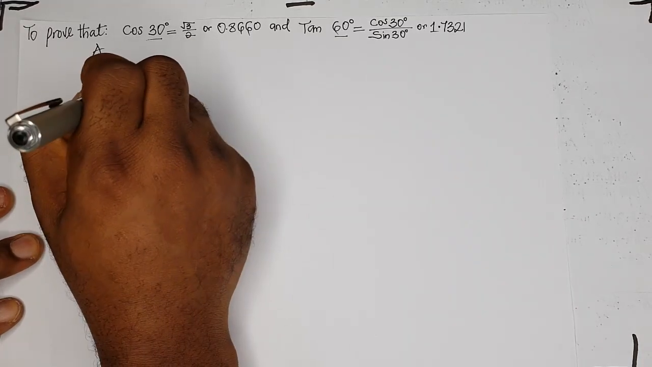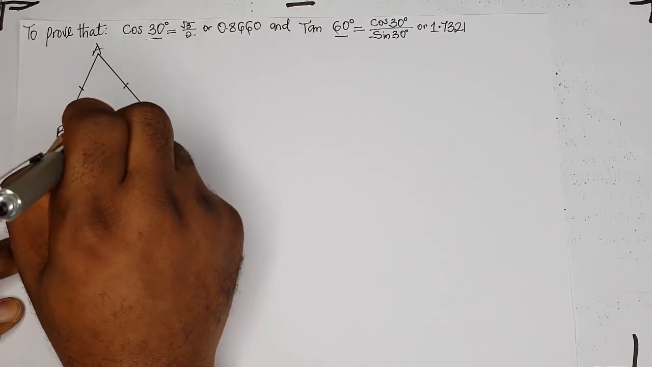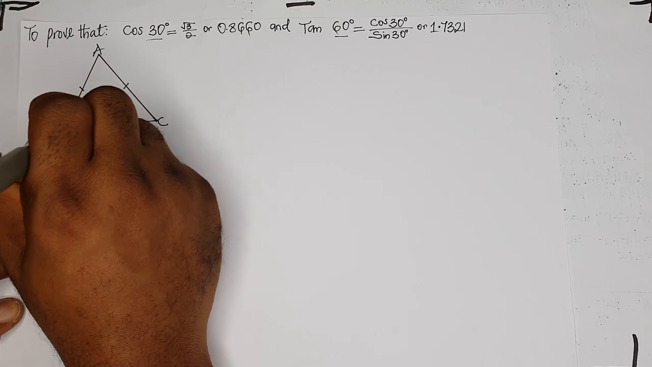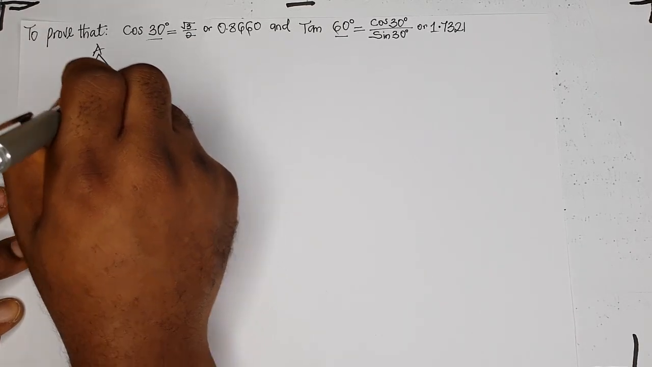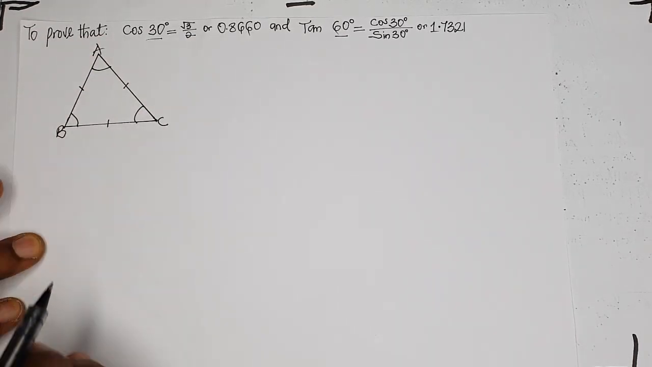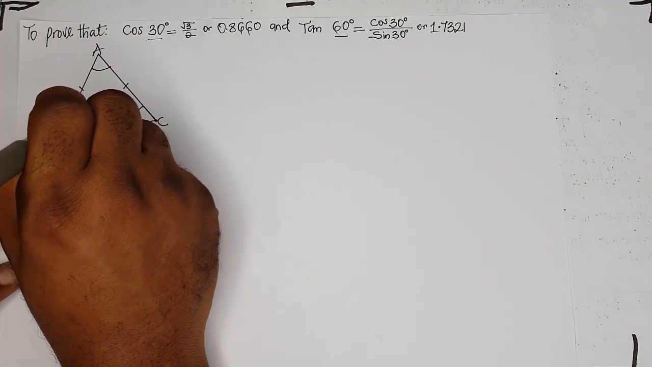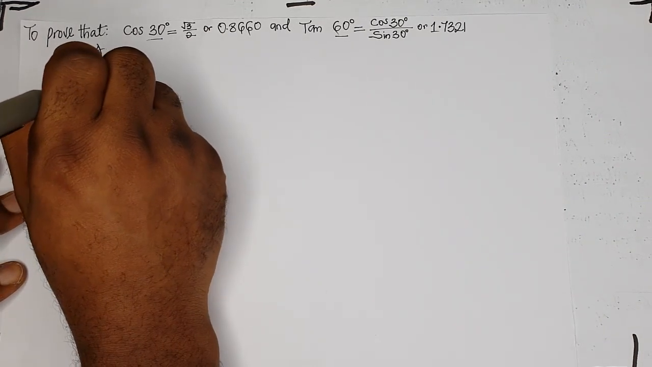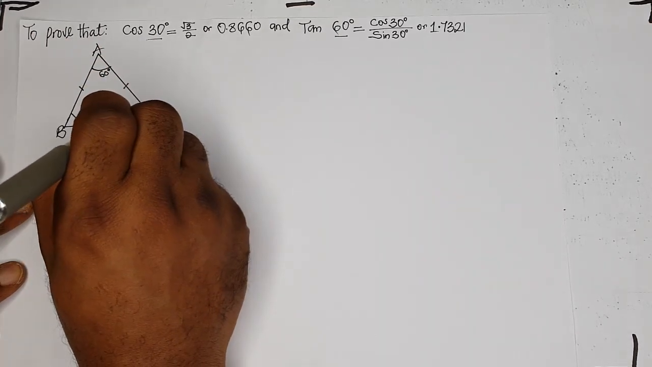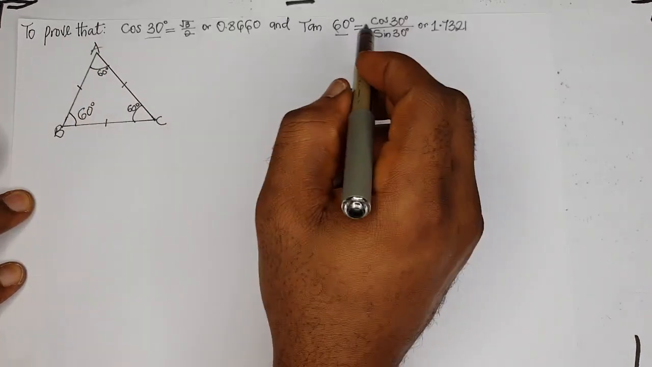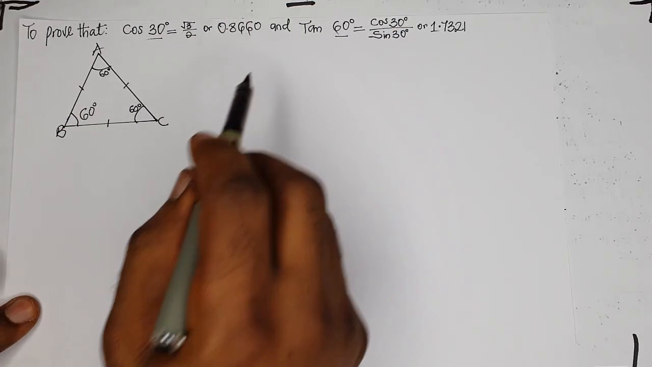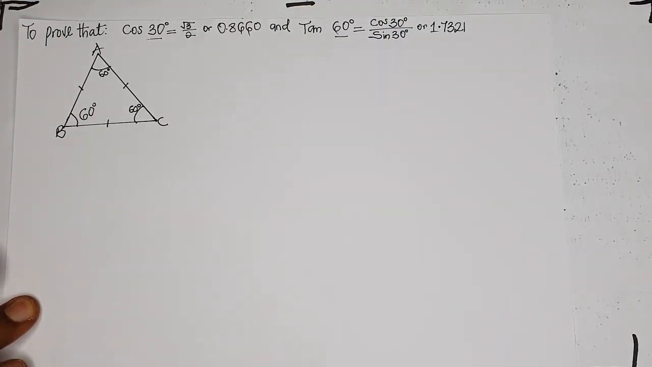Since it is equilateral, it means that all sides are equal. And in that case, all the angles are also equal. When all sides and all angles are equal in a triangle, it means that the measurement of each angle is 60 degrees. The reason for this is so that when we want to prove tan 60 degrees, it will not be a very big barrier for us.